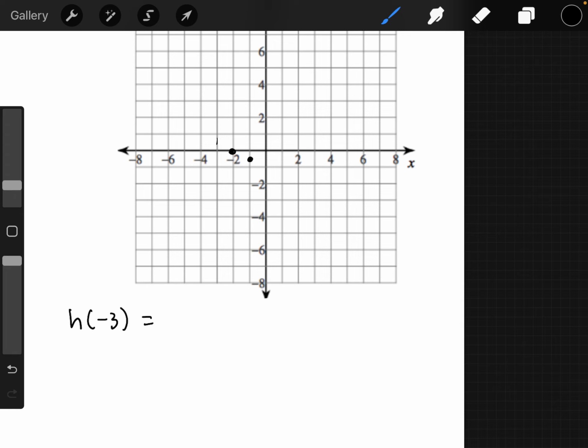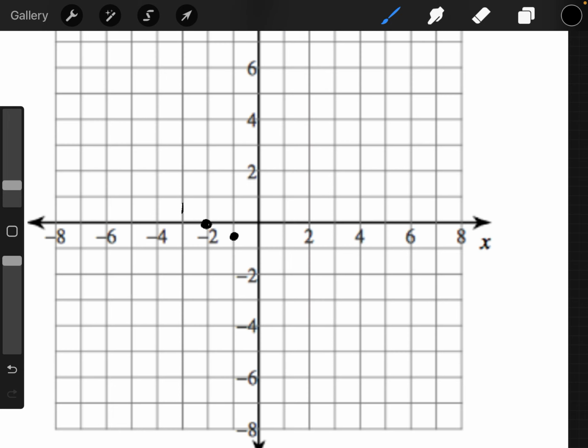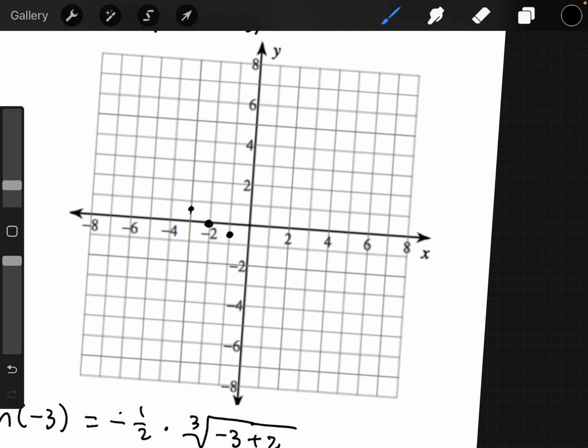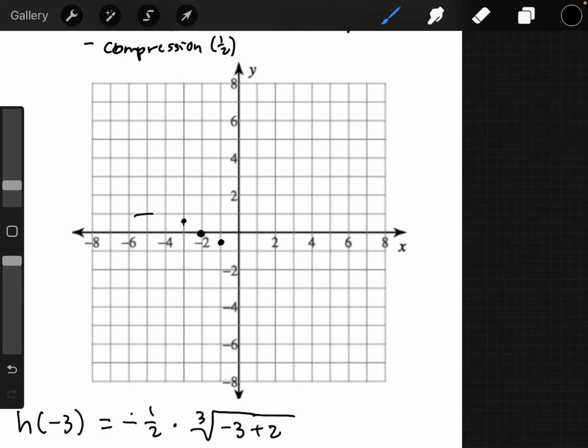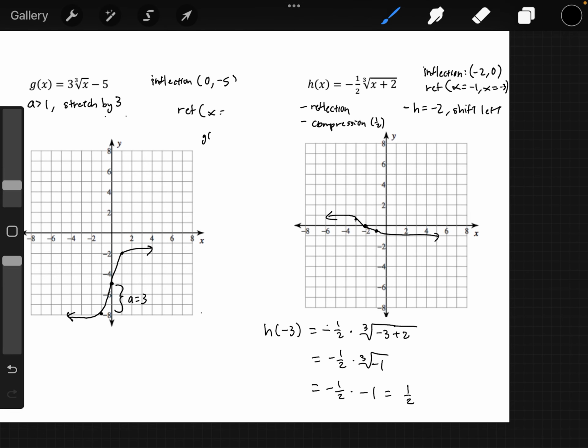And we'll do x equals -3. So when x equals -3, h of x will equal -1/2 times the cube root of -3 plus 2. -1/2 times the cube root of -1 is -1/2 times -1, which equals +1/2. So at -3, y is +1/2. And we can sketch this. These are really ugly graphs, but the math is right.